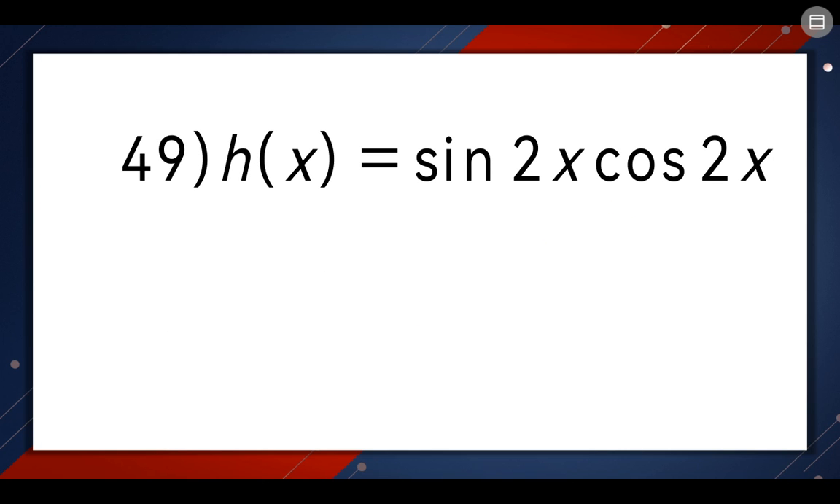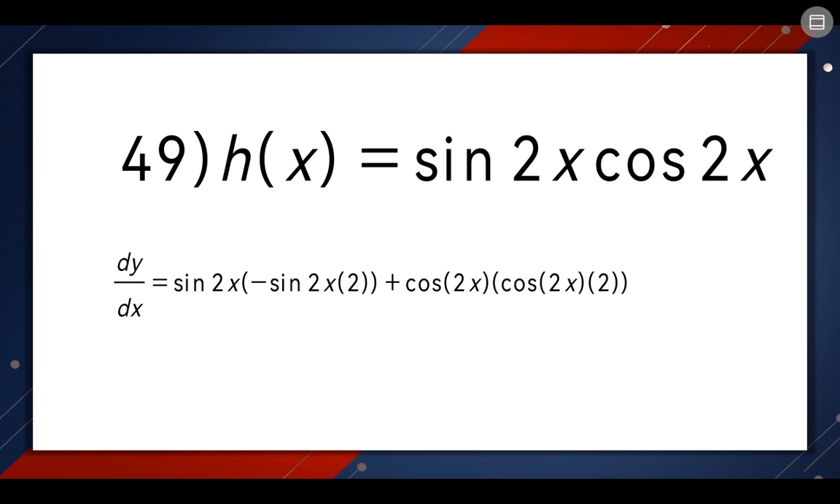The 49th question, h(x) equal to sine 2x cosine 2x. We should use the chain rule to solve it. Like the cosine 2x will change to negative sine 2x multiplied by 2. Right, and the later one will be the same, and we can solve it easily. And we know the final answer is negative 2 sine squared 2x plus 2 cosine squared 2x.